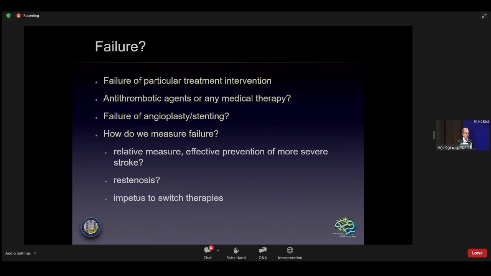I don't know anybody that's ever assured anybody that we have a cure for all stroke, which means 100% prevention, that we can guarantee any patients that they're never going to have a stroke. So when we put a patient on therapy and they have a recurrent stroke, is that truly a failure?